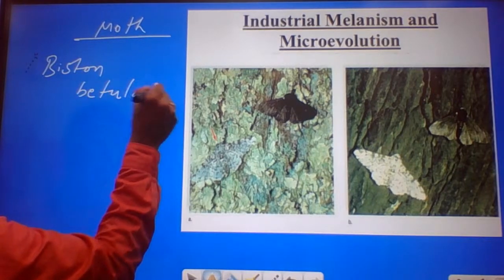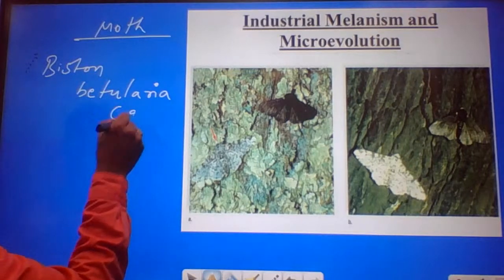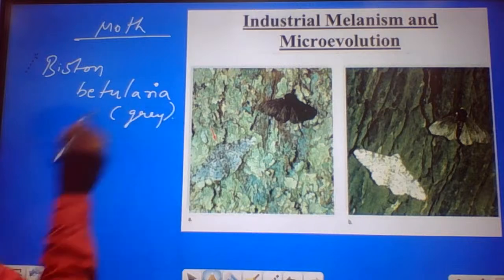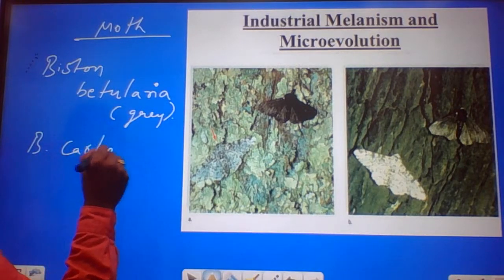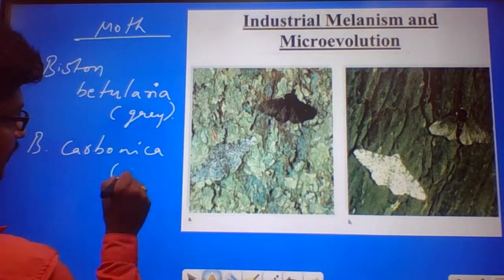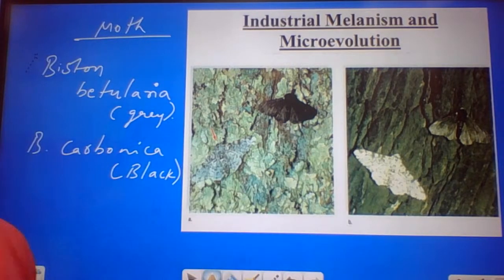One is a gray moth, the other one is a black moth. So Biston betularia is the gray moth. And we have the other moth that is called Biston carbonaria. This is the black moth. So the concept of this was first identified.